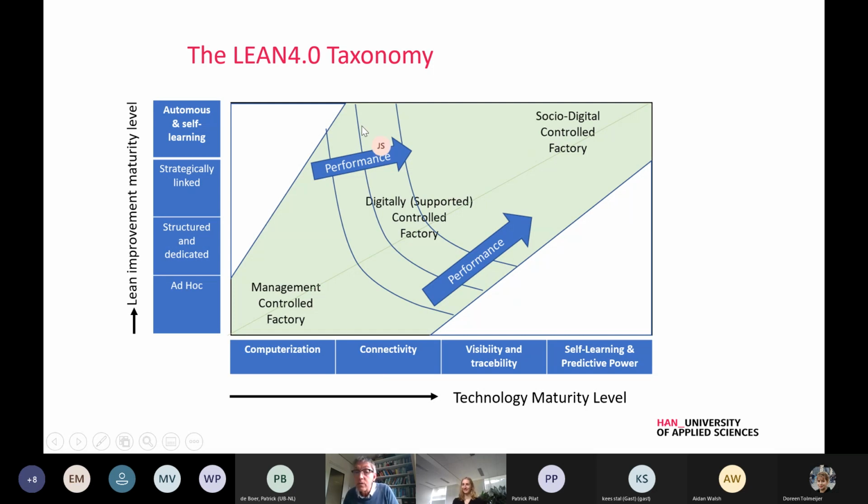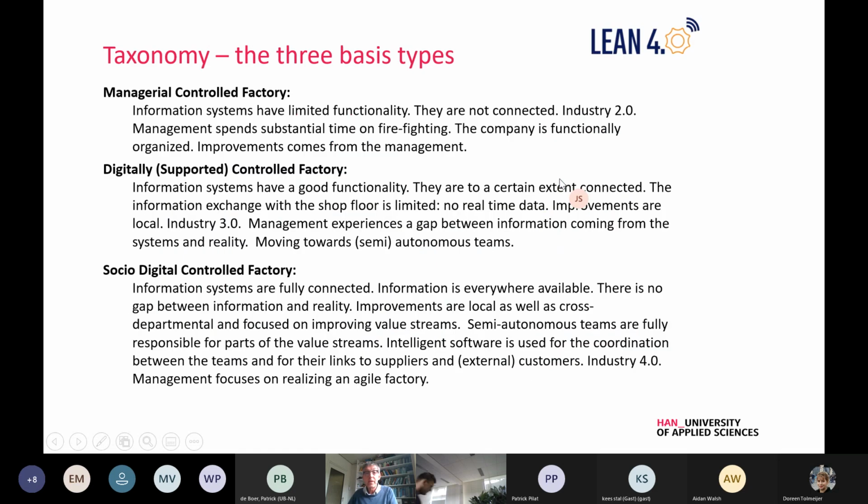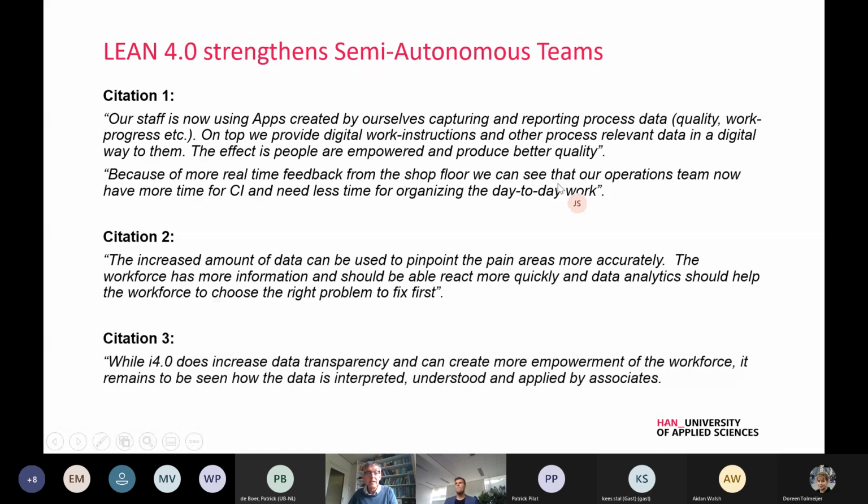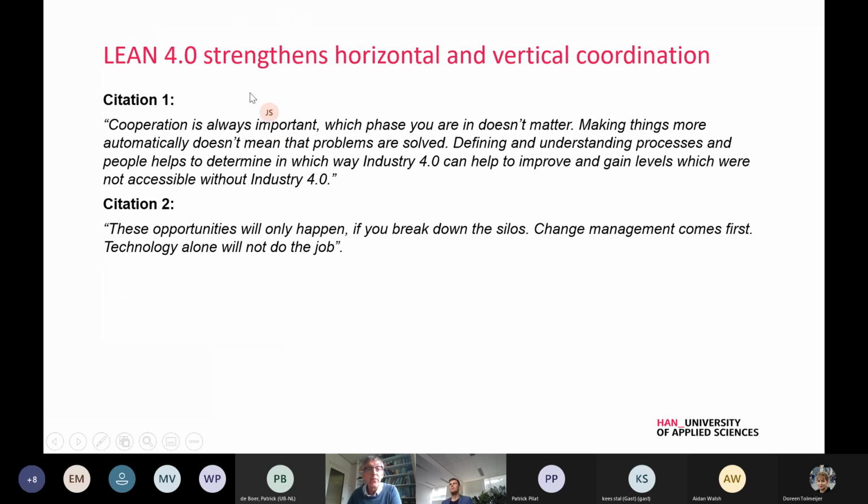So the answer on your question, I do not state that, basically. You can do quite a lot of lean without having a lot of Industry 4.0, but you cannot have a lot of Industry 4.0 without having lean. I hope this is clear. If not, well, Lean 4.0 strengthens horizontal and vertical coordination. When we asked the managers about the impact of Industry 4.0, they said coordination is always important, either they use Industry 4.0 or not.